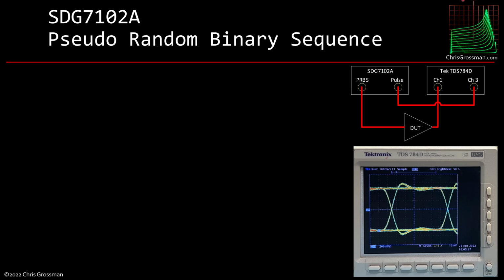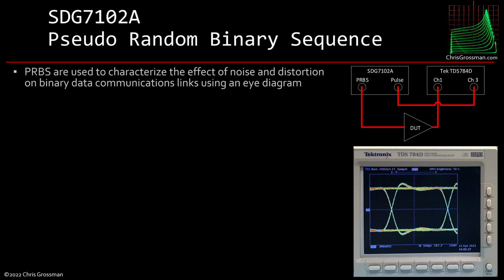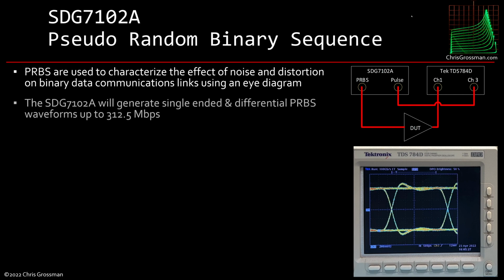Let's talk about the pseudo-random binary sequence that this function generator does. Pseudo-random binary sequences are used to characterize the effect of noise and distortion on binary data communication links using an eye diagram. This function generator will generate single-ended and differential PRBS waveforms up to 312.5 megabits per second.